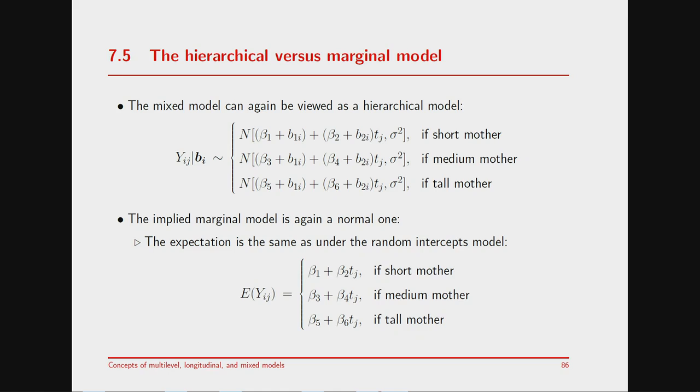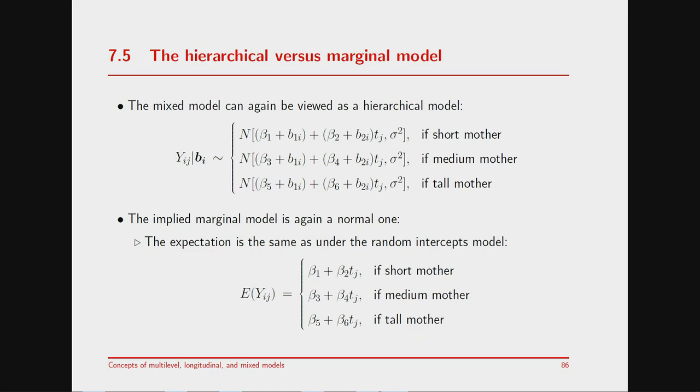So conditionally on the random effects, we still have a normal distribution with a mean which is a linear function of time, but then with subject-specific intercepts and subject-specific slopes, and the residual variance is basically the variance in that conditional distribution here. Since everything in that model is normal, we still have a normal distribution for the marginal density or for the marginal distribution of our outcome.